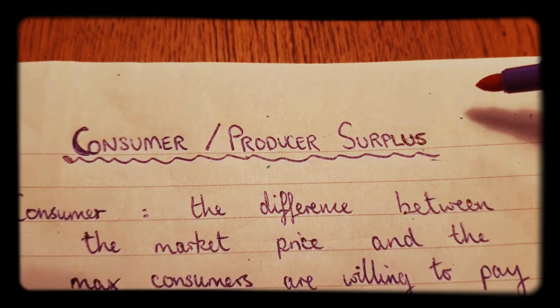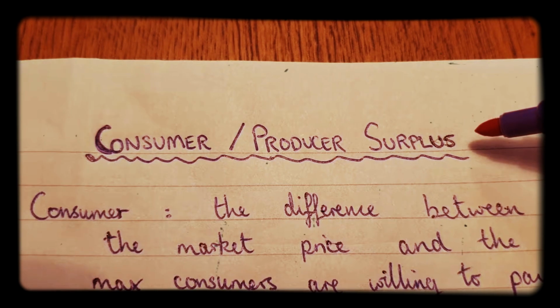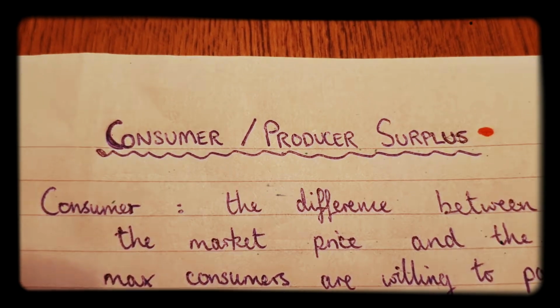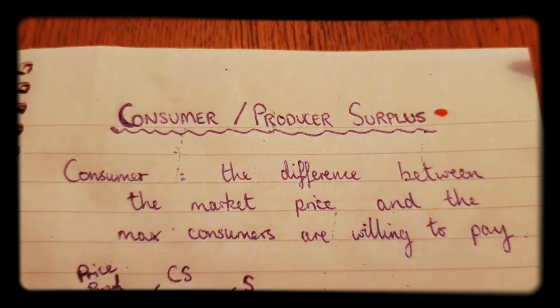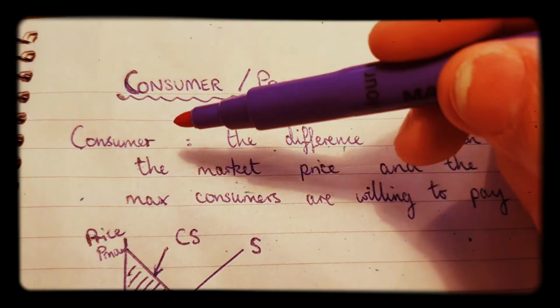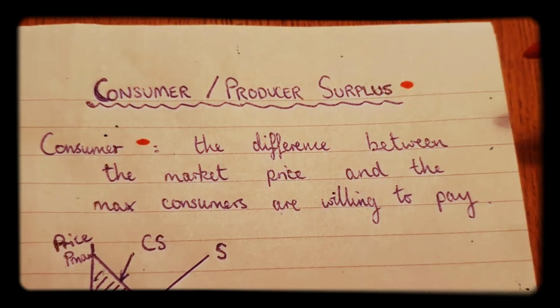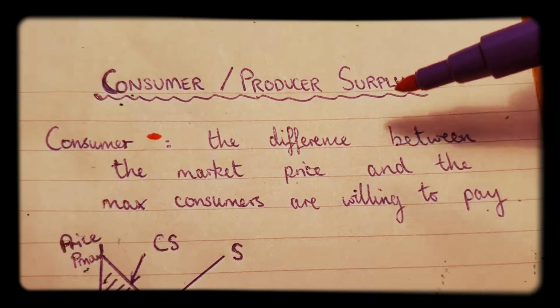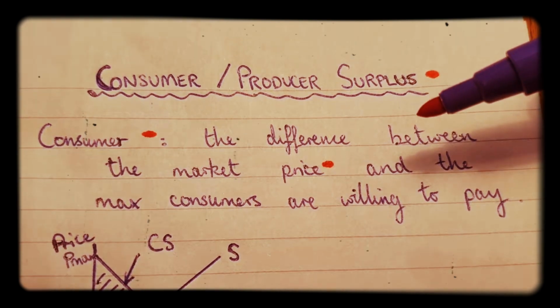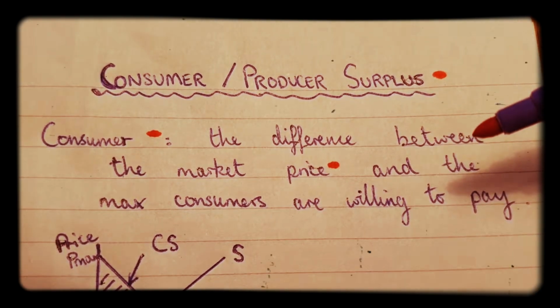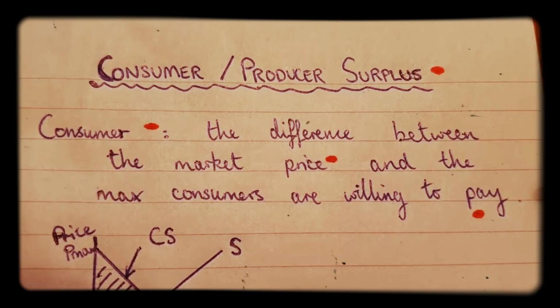Okay, in today's episode, we're going to be looking at consumer and producer surplus. So, first of all, consumer surplus. Consumer surplus is the difference between the market price and the maximum price consumers are willing to pay.